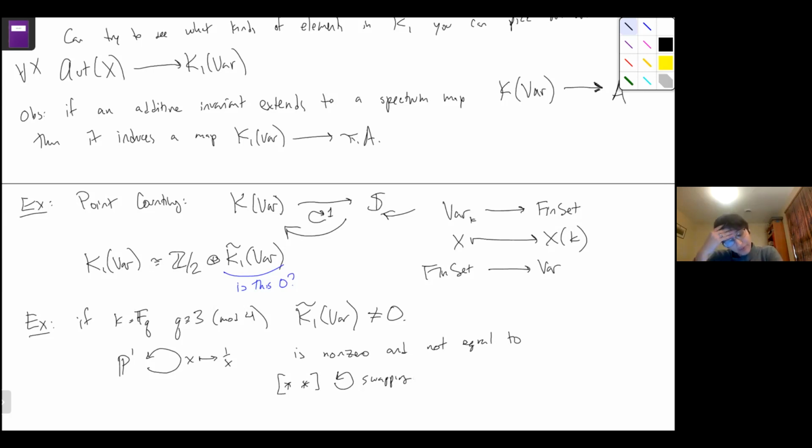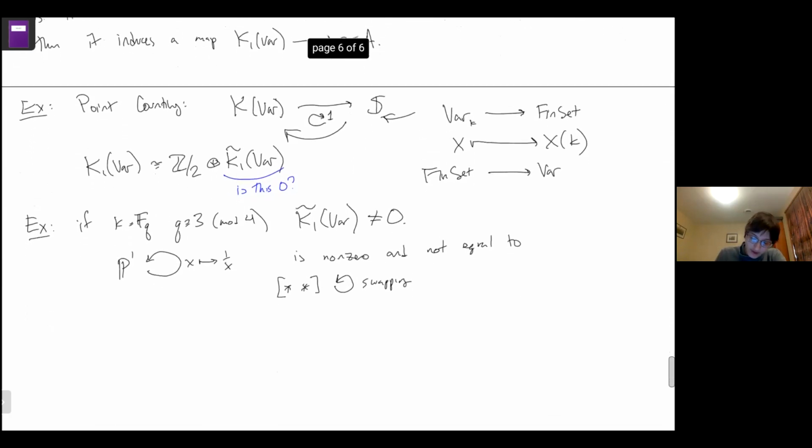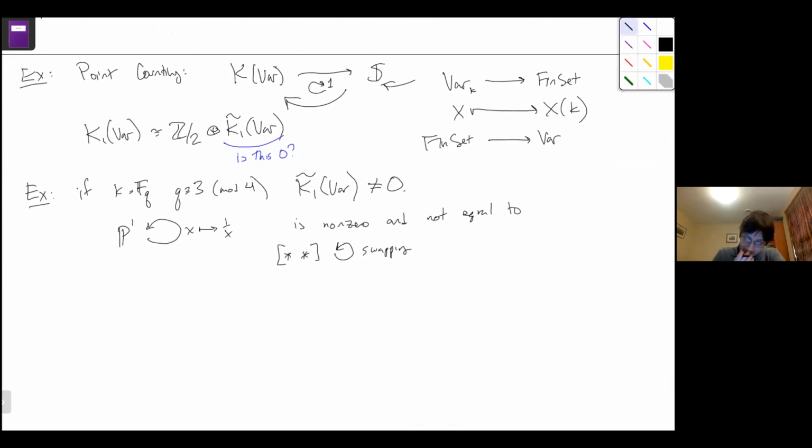But only being able to do it when q is 3 mod 4 is a little bit frustrating. And also, there's this other sort of observation, which is the following. So I'm going to cite Jonathan for this.